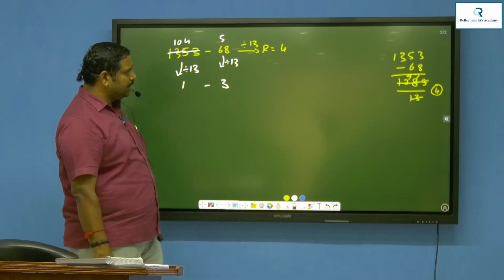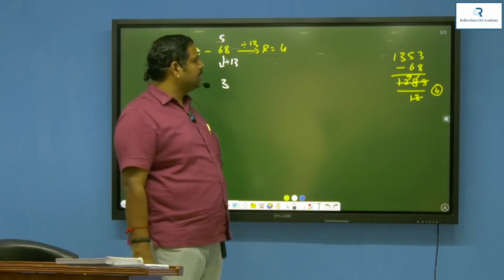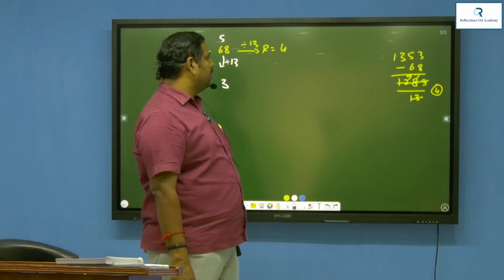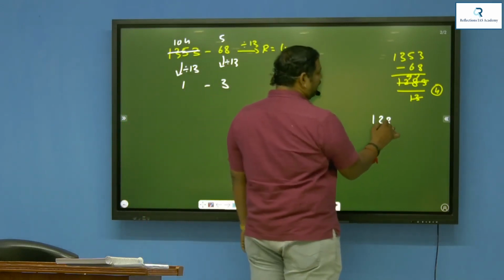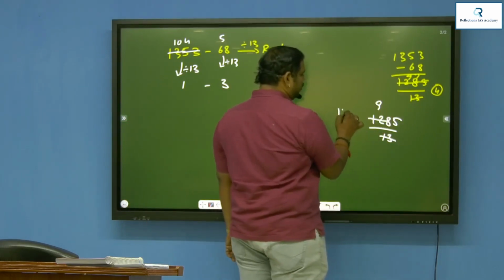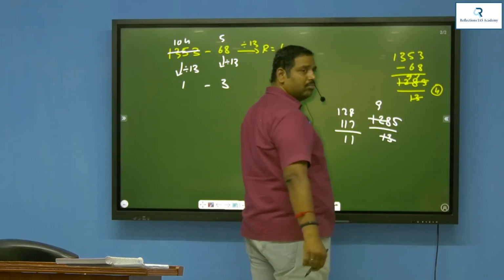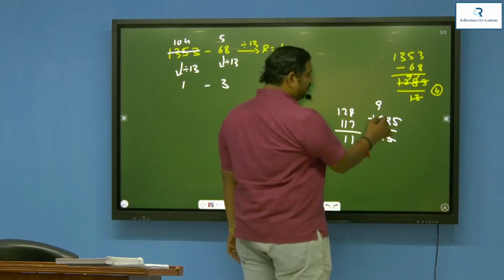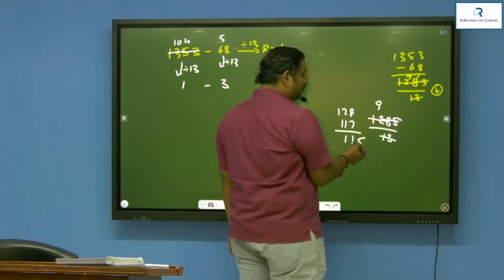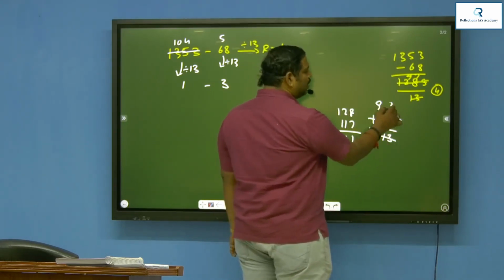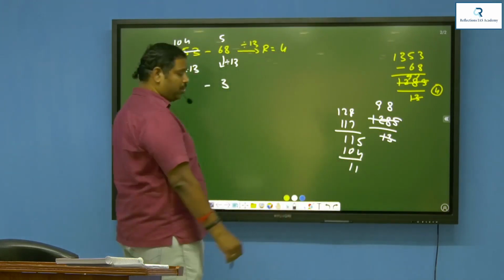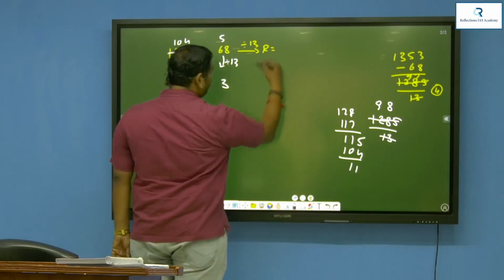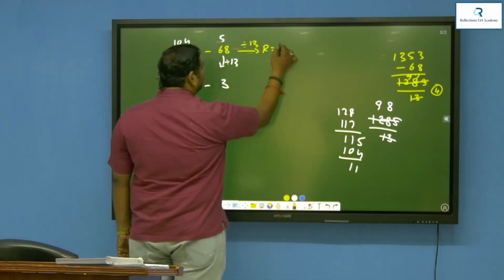13 minus 8 is 5. 14 minus 6 is 8. 12. 13 9s are 117. Yeah, it is wrong. 1285 by 13 if I do, 13 9s are 117. 117 if you subtract from 128 it will be 11. Right or wrong? So again you will get 115. 115 means 13 8s are 104. So the remainder is how much? 11 is the remainder, not 4. What's the remainder? 11 is the remainder.